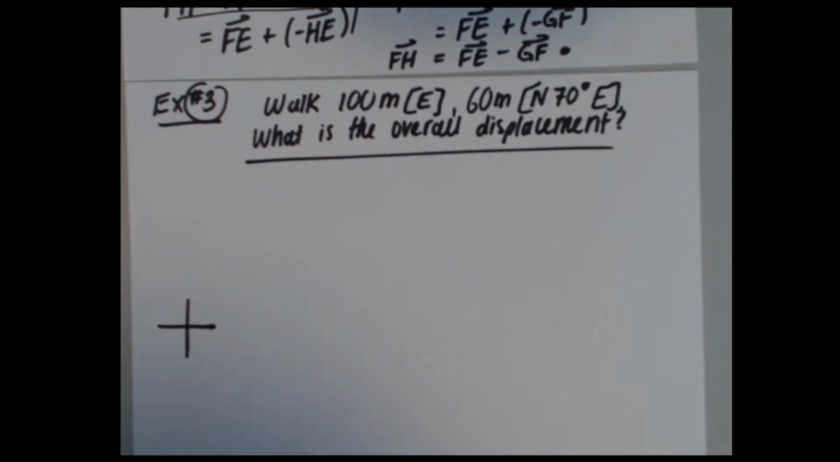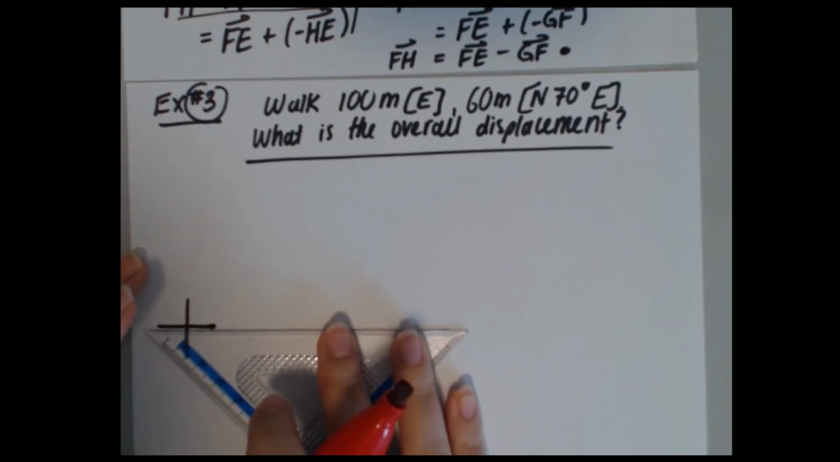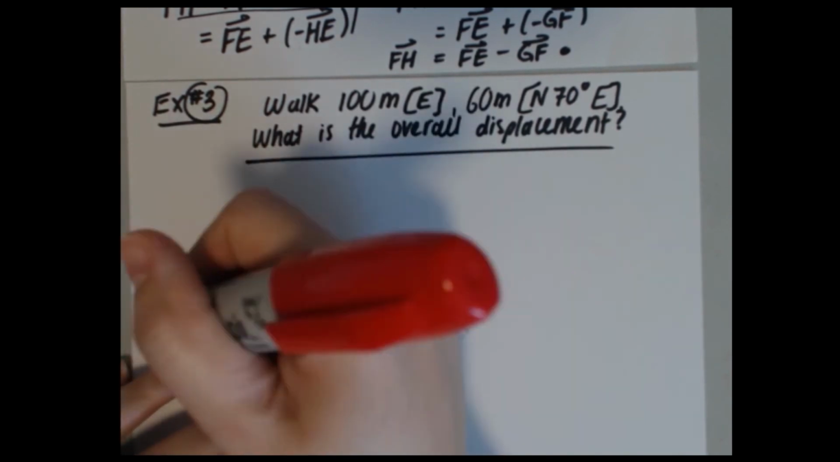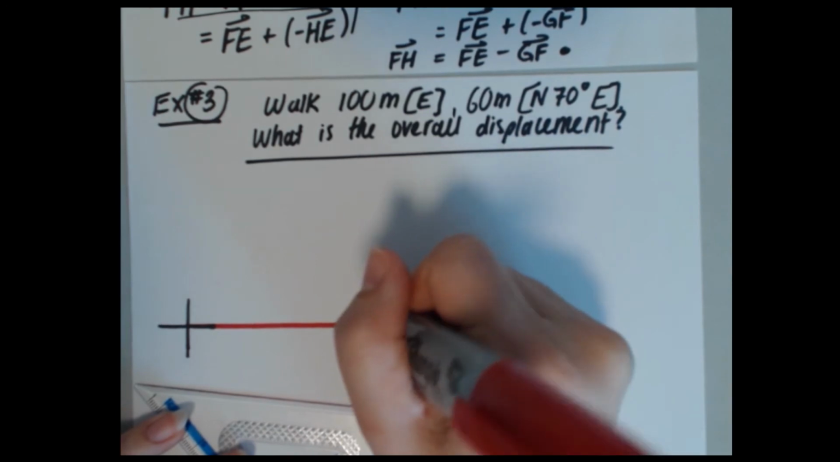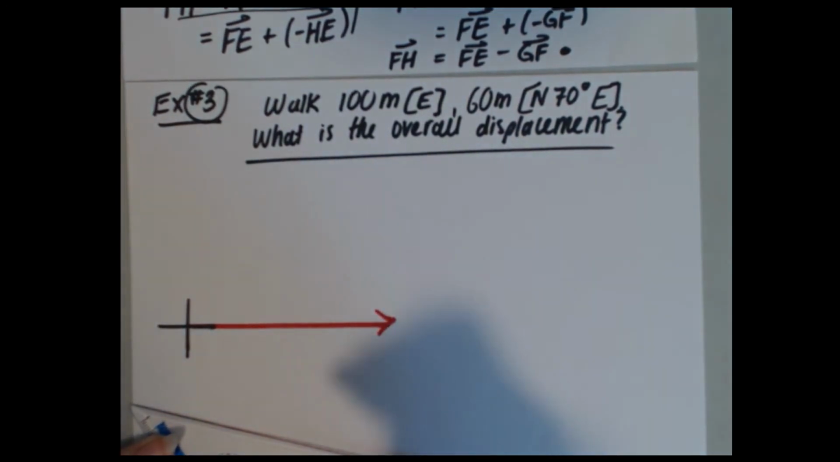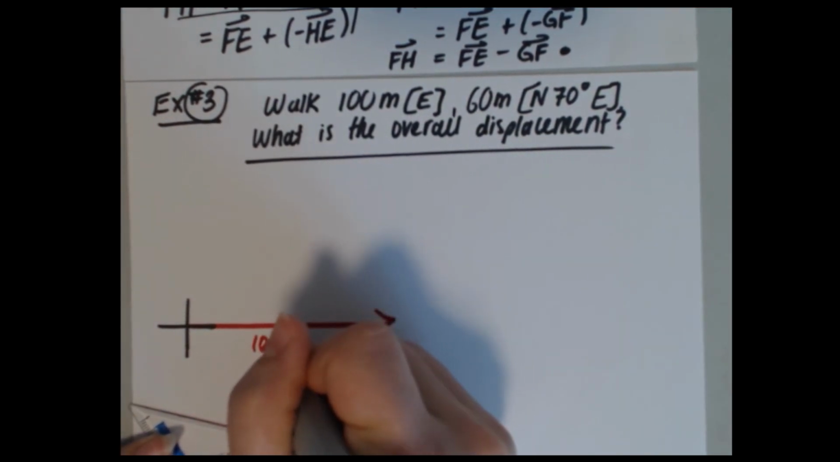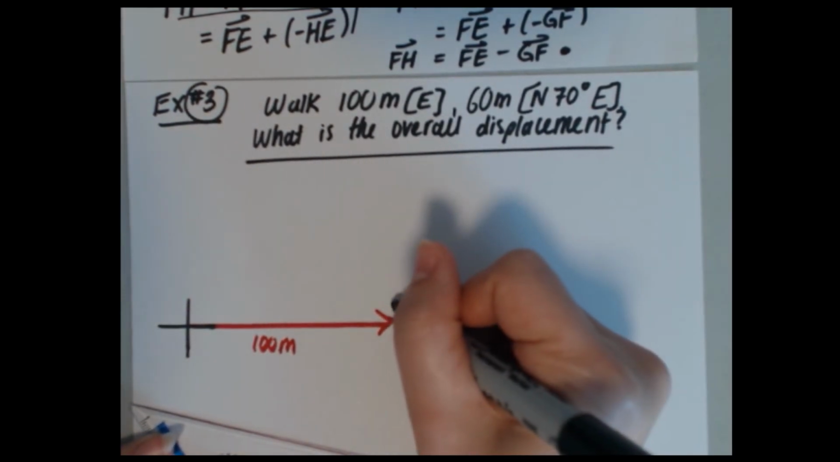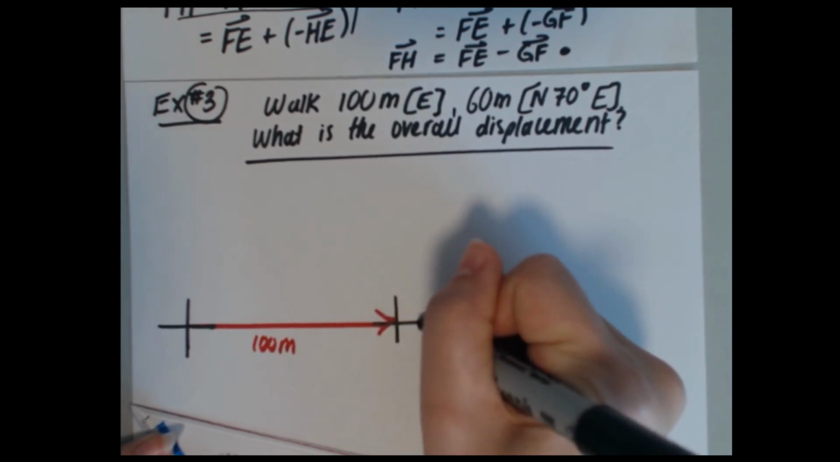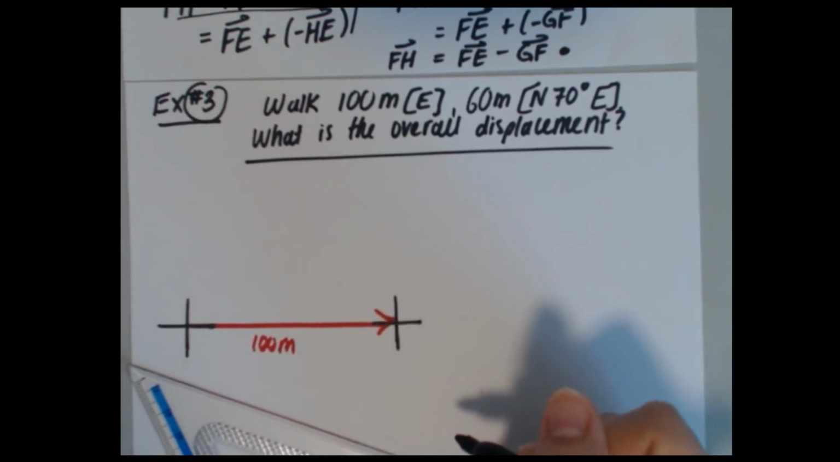My first vector is going east, so grab your ruler. My first vector is going east, and it's going 100 meters. This doesn't have to be to scale, but try to keep it more or less accurate. So there's 100 meters. Now, when you're finished drawing your first vector, always draw another Cartesian coordinate system. Something like that.